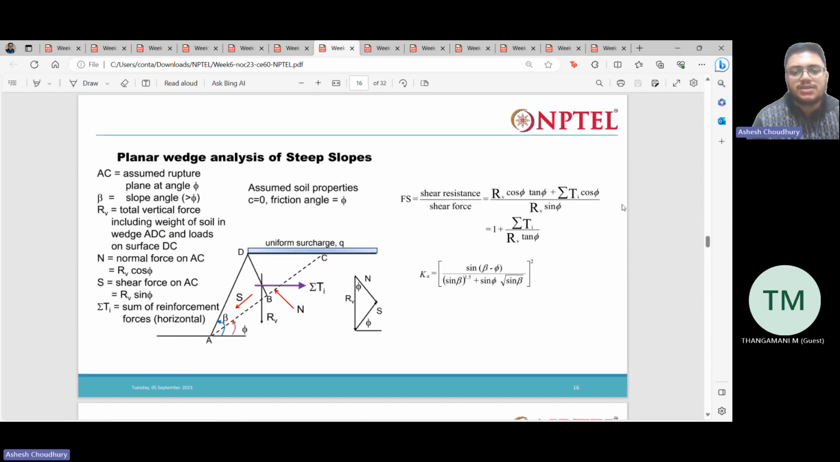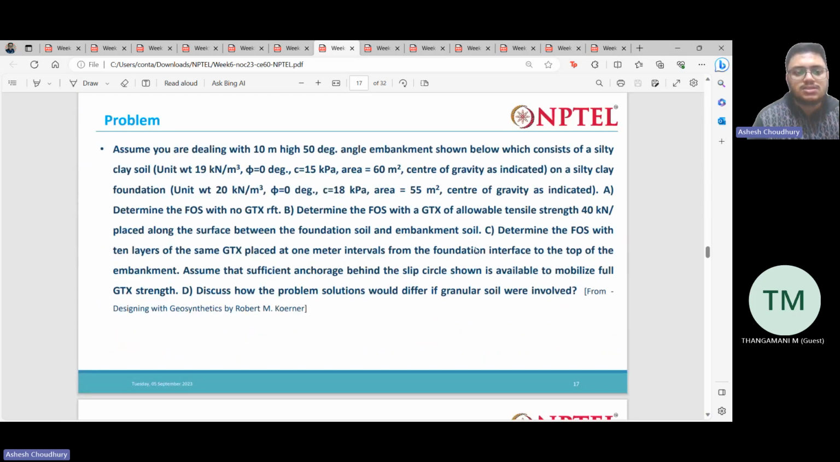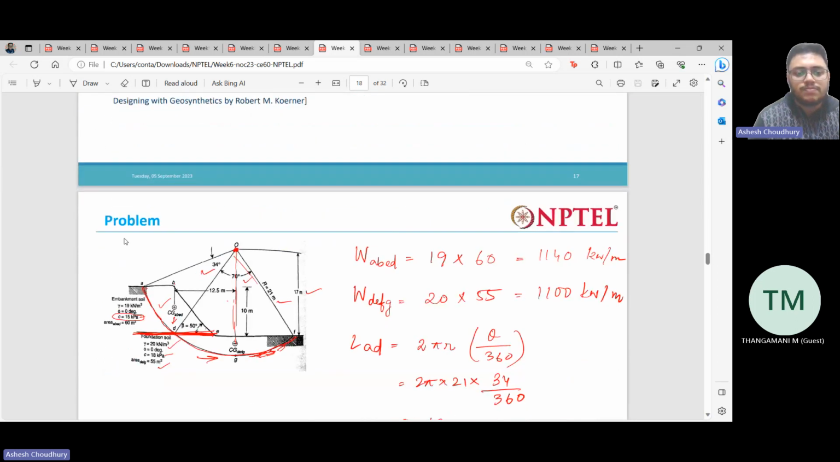So there are various methods to do this analysis. That's what we discussed. Then we solved an easy basic problem to find out the factor of safety for a slope.